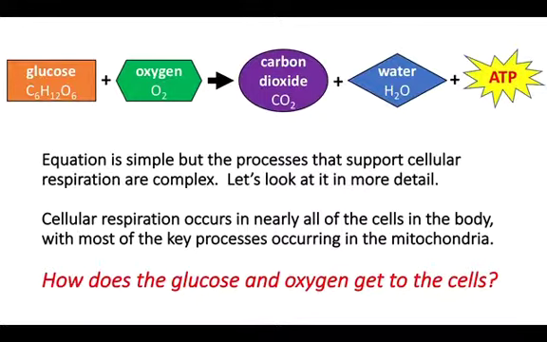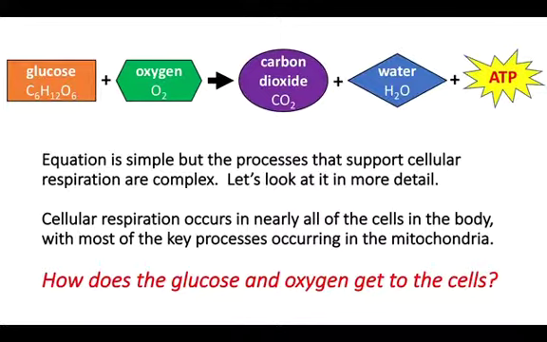Cellular respiration occurs in nearly all the cells in the body, with most of the key processes occurring in the mitochondria. That's why we think about the mitochondria and ATP. Looking at this formula, we're talking about products and reactants. What is reacting? What are we making? We're reacting glucose and oxygen. That's great. Where does that come from?